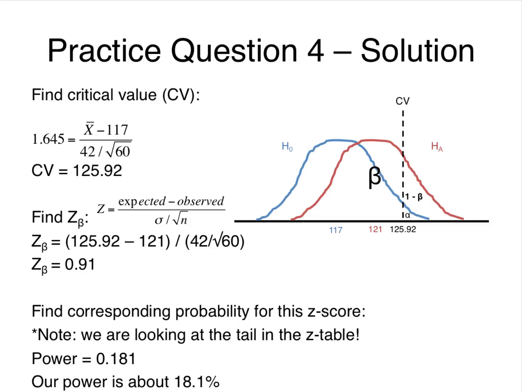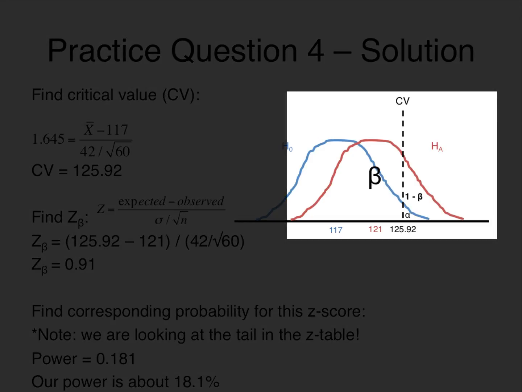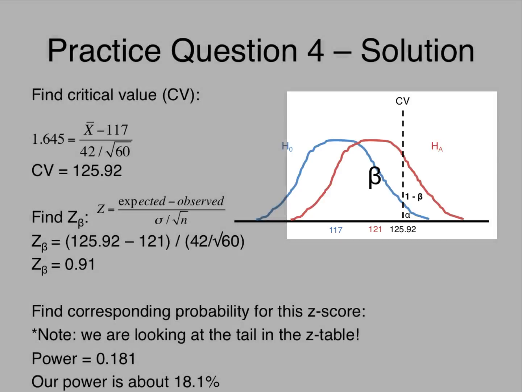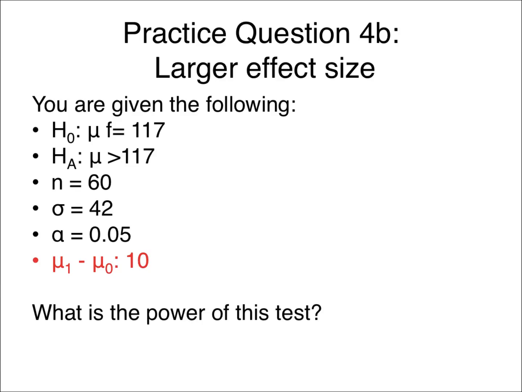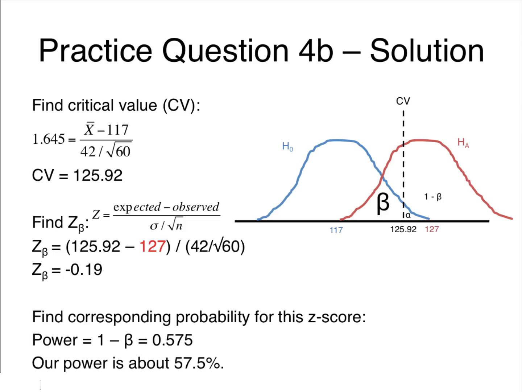So this makes a lot of sense if you draw it out, and you can see that the area under the red curve that corresponds to power, so 1 minus beta to the right of the critical value, is less than 50%. So it makes sense that this would be 18.1% here. So let's say we're instead interested in the power to detect a larger difference of 10 rather than 4. So everything else is the same except for our effect size, which has gotten bigger. So what is the power of this test?